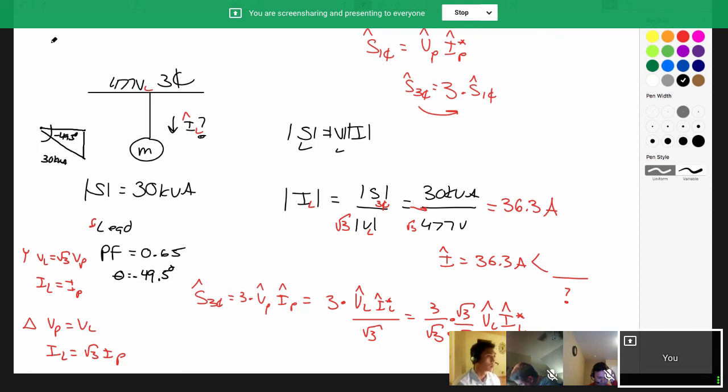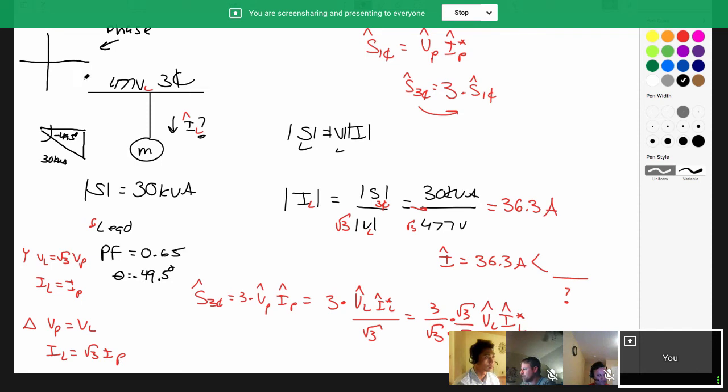Now, when we draw our current and phasor diagram, the first thing to remember is we almost always use our phase values. Because this angle doesn't come from the difference of our line values. That angle is coming from the difference of our phase values. And that's a really important distinction.